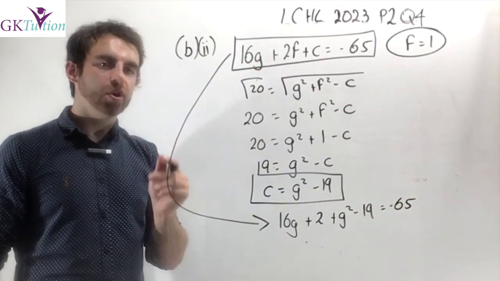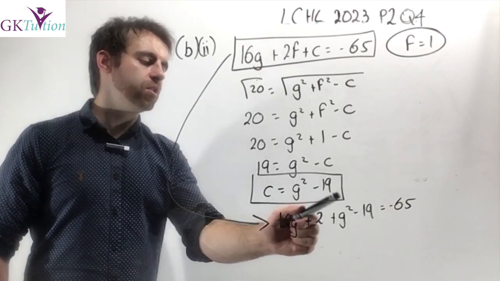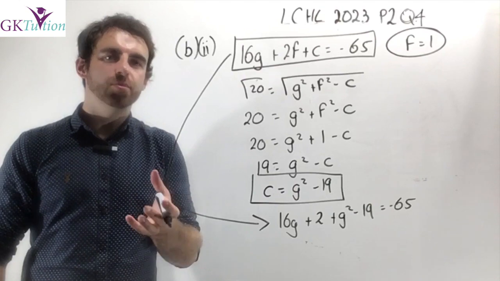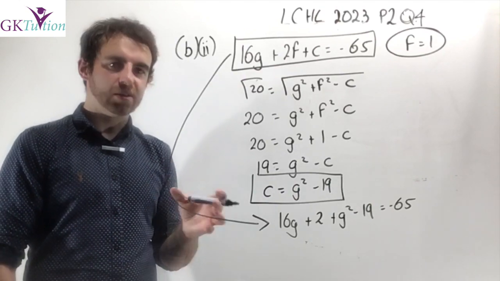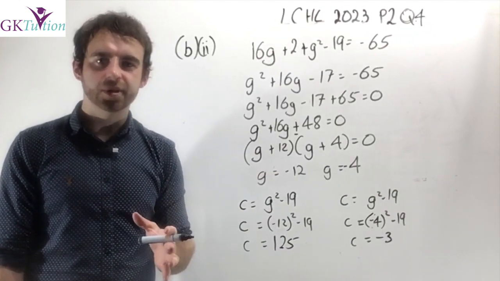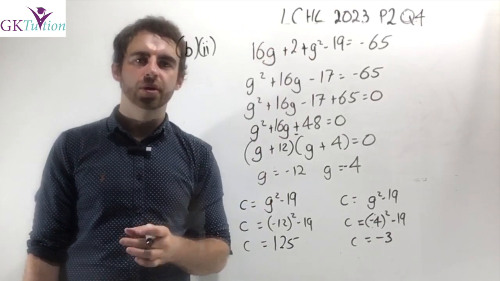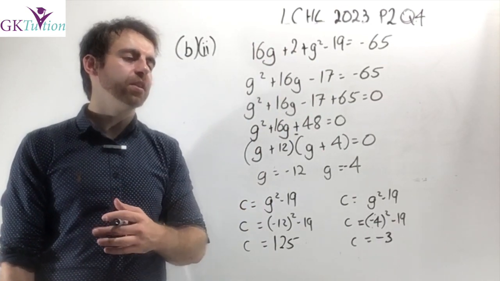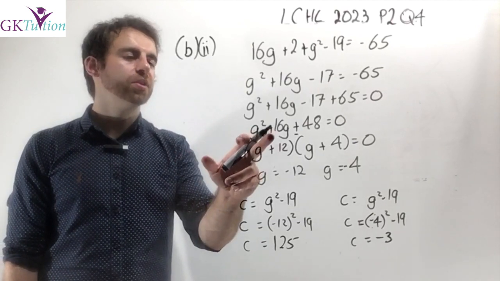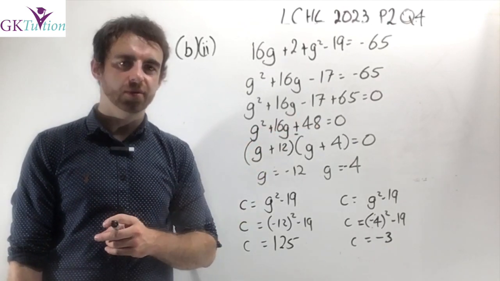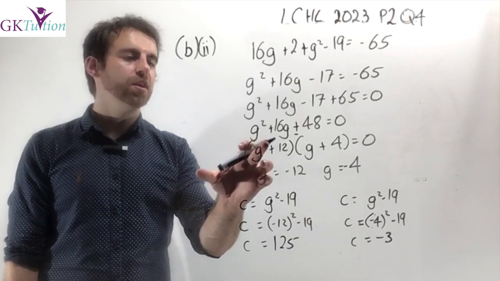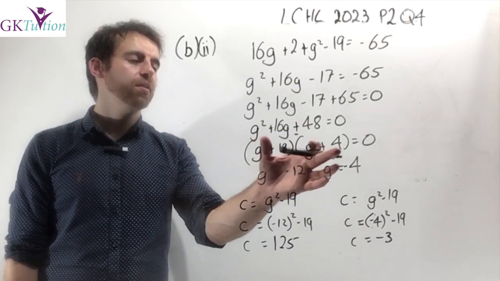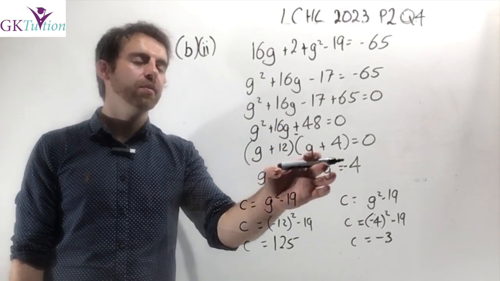And now I have one equation and one unknown. There's a g squared, a g and a number, so obviously this is just going to turn into a simple quadratic equation which we can solve. All I've done is move everything to the left hand side and you end up with g squared plus 16g plus 48 equals 0. If you factorize this, you get g plus 12 times g plus 4. And if you then solve it, you get g equals minus 12 and g equals minus 4.